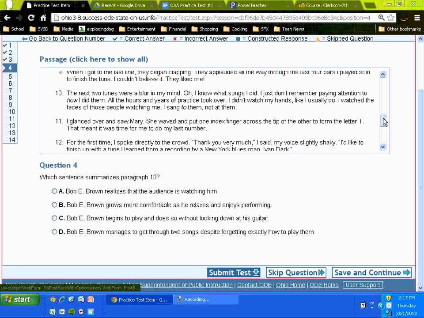Too detail-oriented. Because he's enjoying himself so much. Look at that. They're a blur in my mind. If you look up, I couldn't believe it. They liked me. The next two tunes were a blur in my mind.